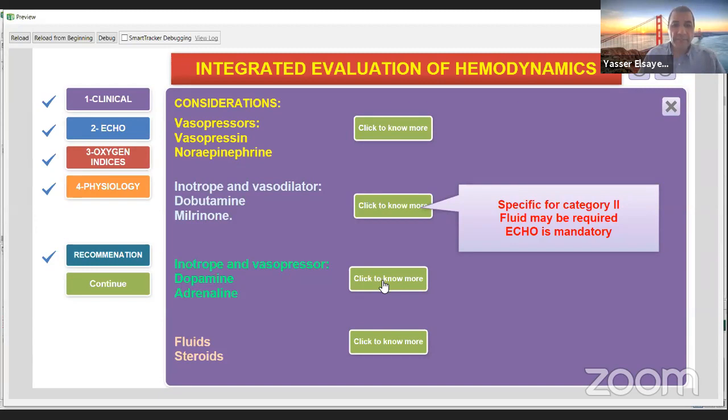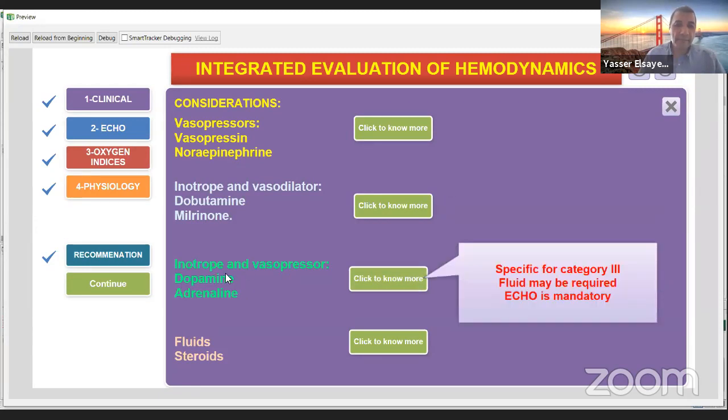And then you have category number 3, or you have the inotrope vasopressor, like dopamine, dobutamine, the dual medication. It's better to be used in category number 3, which is cardiogenic shock, when you have both low systemic vascular resistance and at the same time poor myocardial performance. So you need a dual medication to work on both the vascular system and also the heart performance. Dopamine and epinephrine fit for this category.